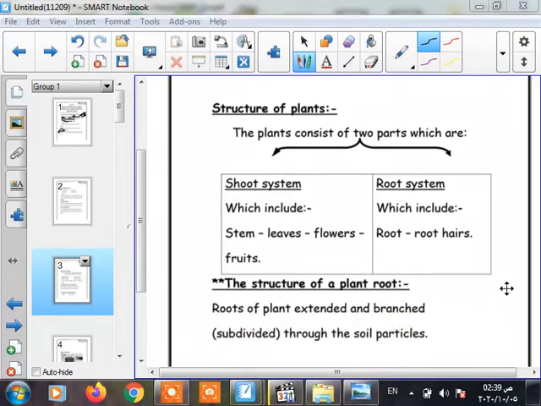Here, the root system consists of root and root hair. Let's start to study the root. Here we study the root. The root consists of 4 layers. The first layer is called the epidermis layer.